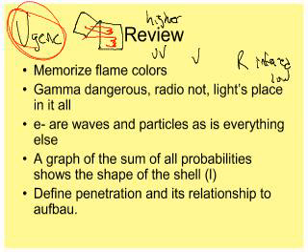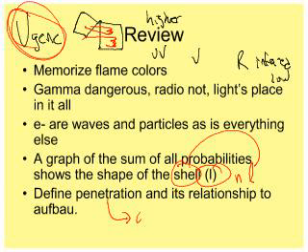So, electrons are waves and particles, as is everything else. A graph of the sum of all probabilities shows the shape of the shell, which is the L quantum number. Remember, N is the row, L tells us the block, and the block really tells us the shell, which really tells us the shape. Define penetration as a relationship to Aufbau. The more penetrating a shell is, the closer to the nucleus, the stronger the bond, the lower the energy.